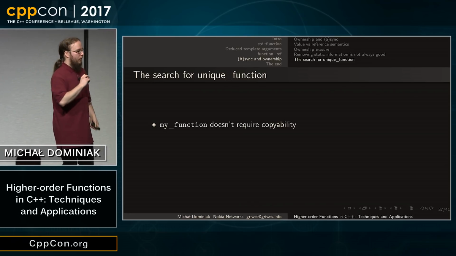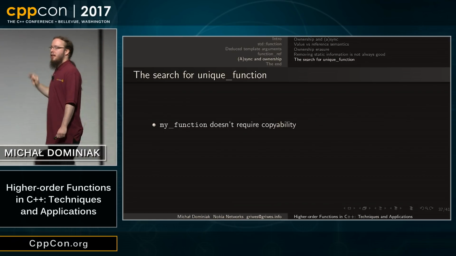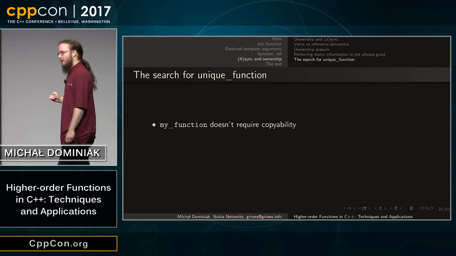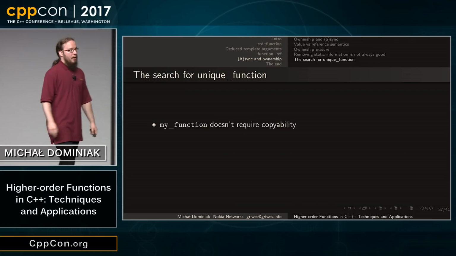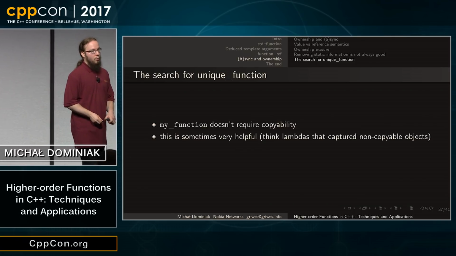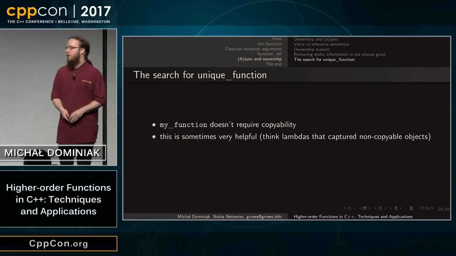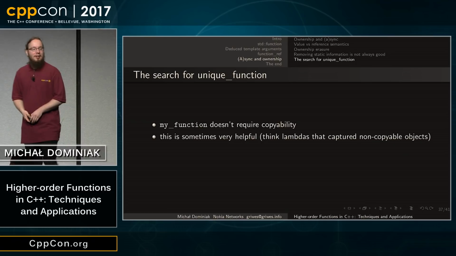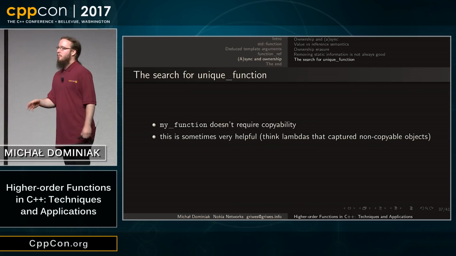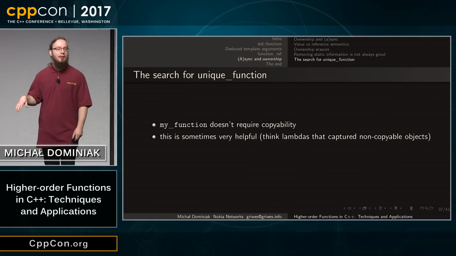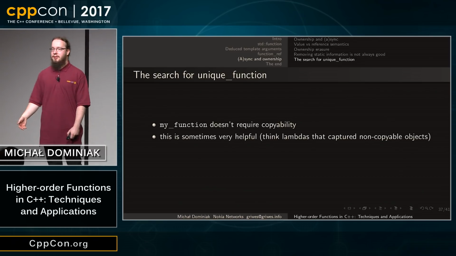Okay, so one last unique point is that my function doesn't actually require copyability, because I don't have a copy constructor. I don't need that. This is what I want in many places, like when I'm implementing a future, which is a dear and close topic to me. I don't want a copyable thing, because sometimes somebody will give me a lambda that captured a thing that's not copyable by itself. I don't want to have to invent a new type to deal with this.